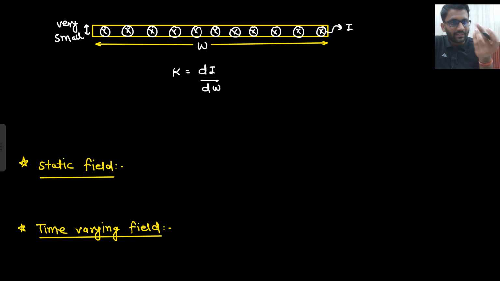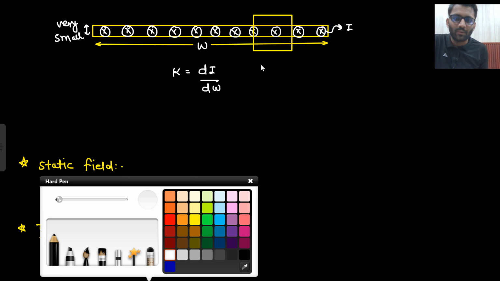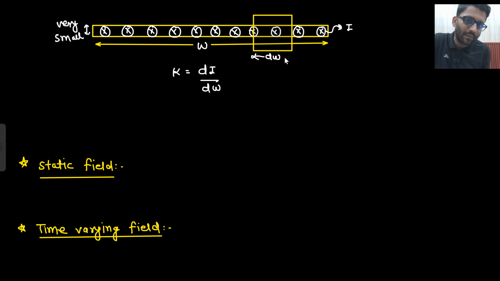Whatever the length it crosses, per unit length, how much current is passing? Basically, if I take a small length dw here, this is like taking a length only, because this would be very, very small. So if I take a small length dw, then how much current is crossing that? That is known as surface current density.